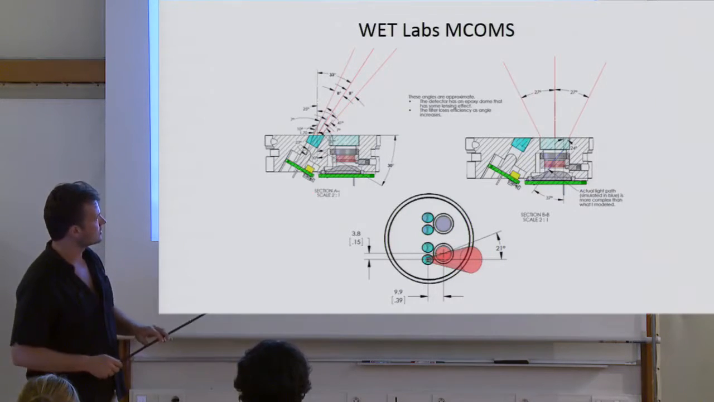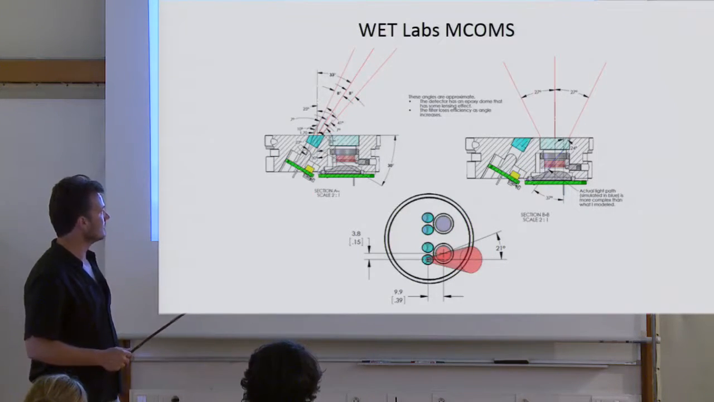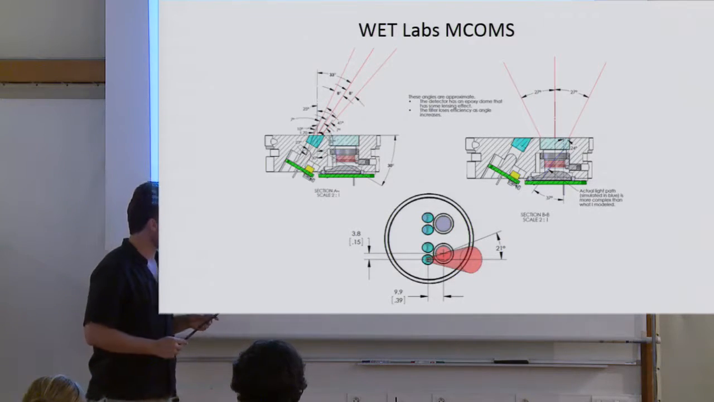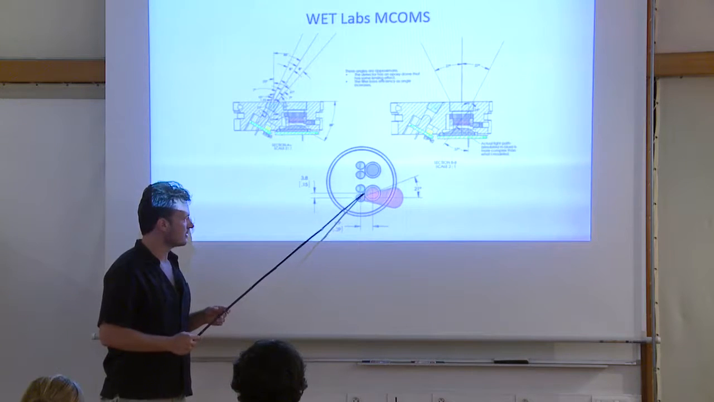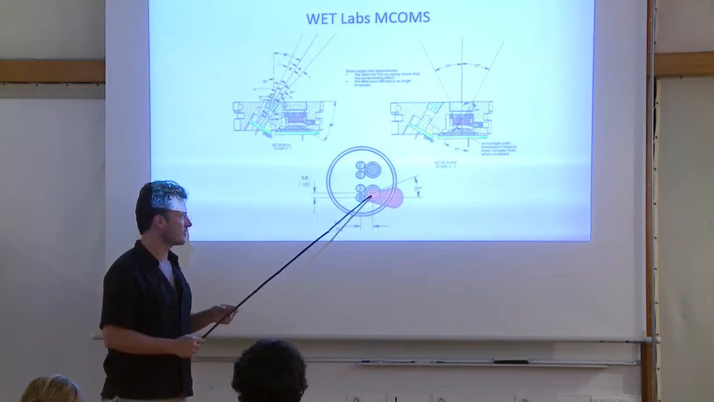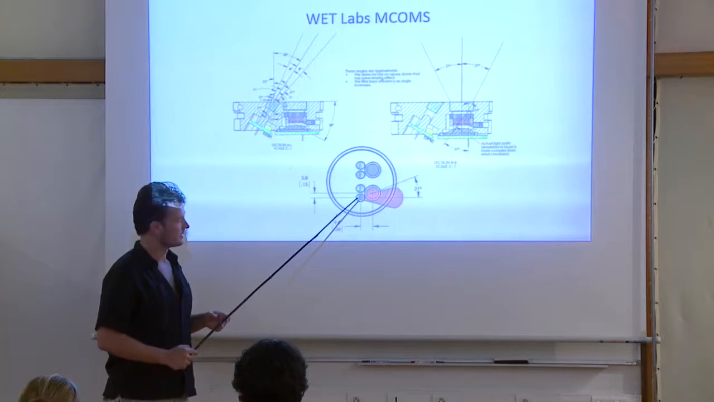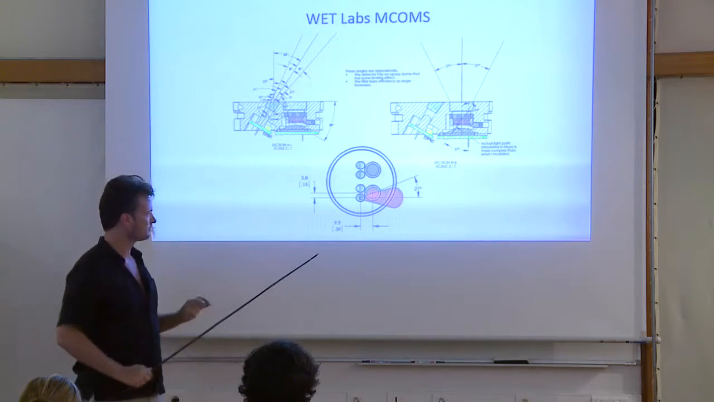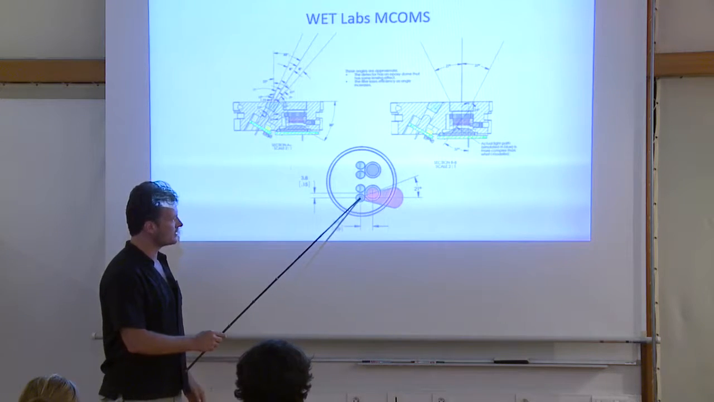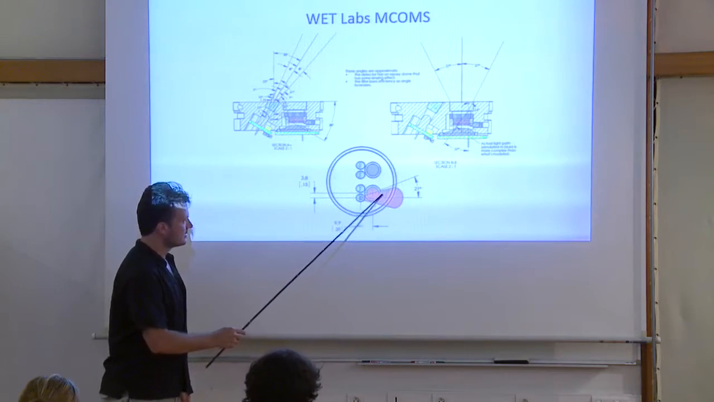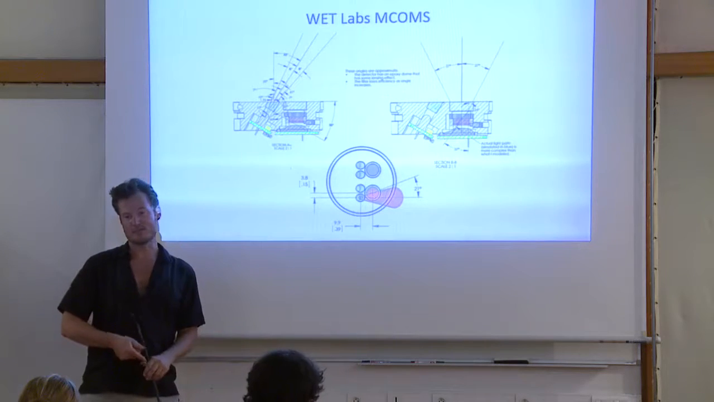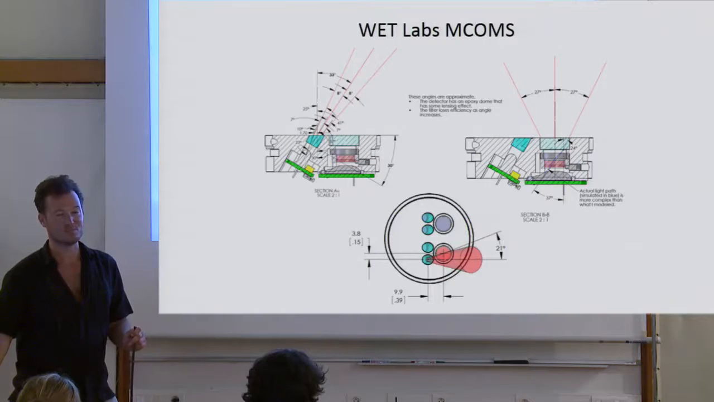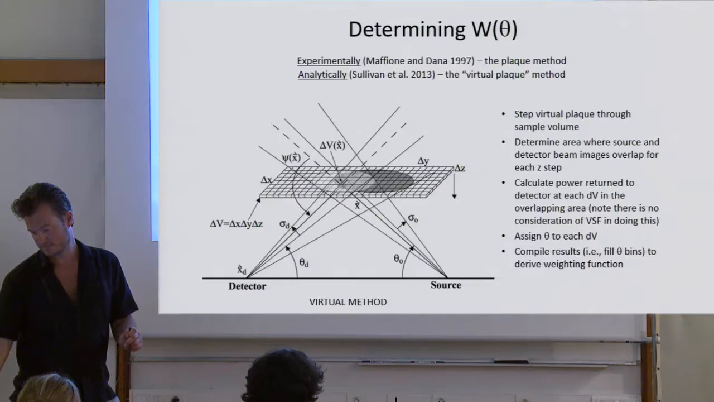This is MCOMS, which is a new sensor they produced, just to show you what the geometry looks like for that. For the scattering measurement, this is the detector window, and this is the source beam. The detector is looking nadir, essentially. It's looking up. And you can see that the way they built it, the source beam doesn't perfectly intersect the detector beam, which is really unfortunate. There's really no reason why they should have built it this way.